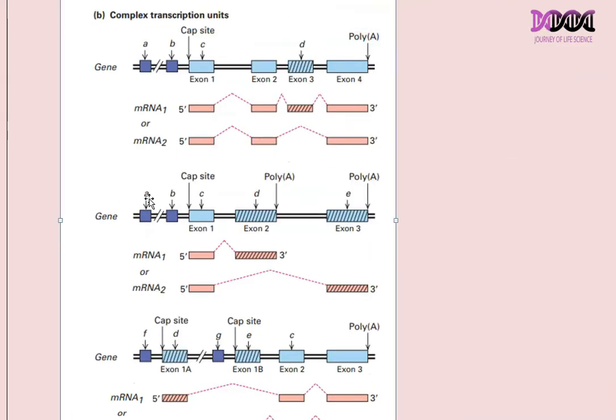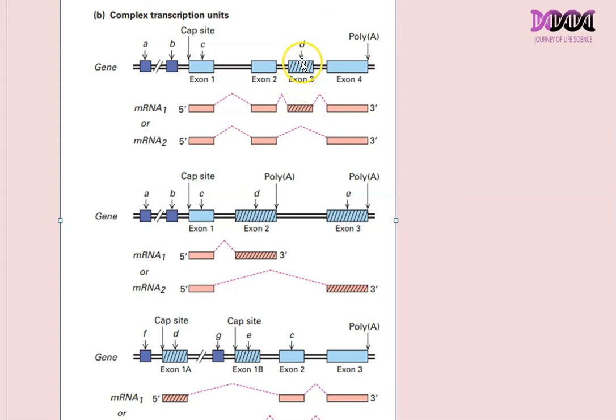So you can see here complex transcription units. In the first type, there is a cap site here. A and B are the regulatory sites, and eukaryotes have the capping site and the polyadenylation site. This primary transcript has 4 exons. The first mRNA produced from this primary transcript contains all the exons, from the cap site to the polyadenylation site, giving the mature mRNA.